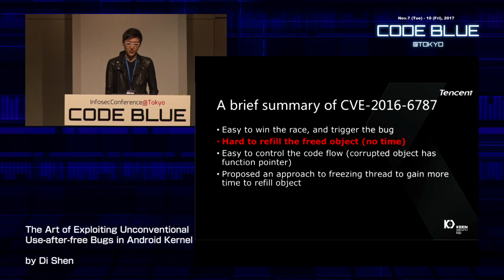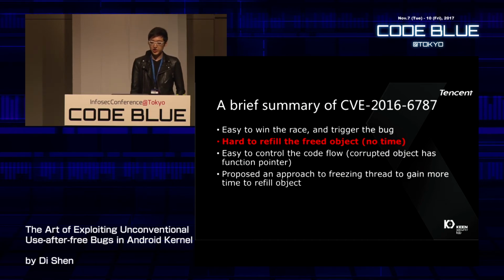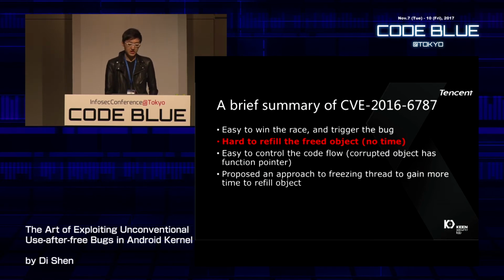and the kernel always crashes instantly. So I propose an approach to freeze the thread by using a kernel function, which is futex_wait_queue_me. In this way, we can gain more time to refill the object and finish our exploitation and make our exploits 100% reliable.